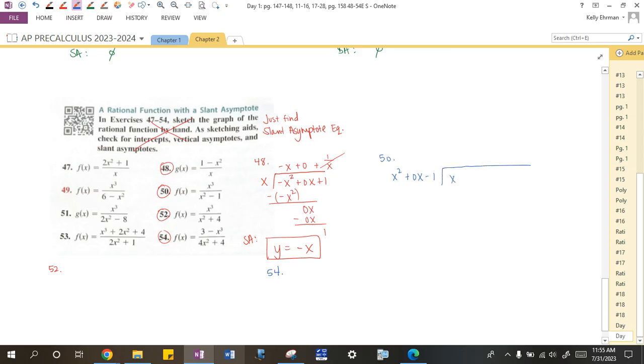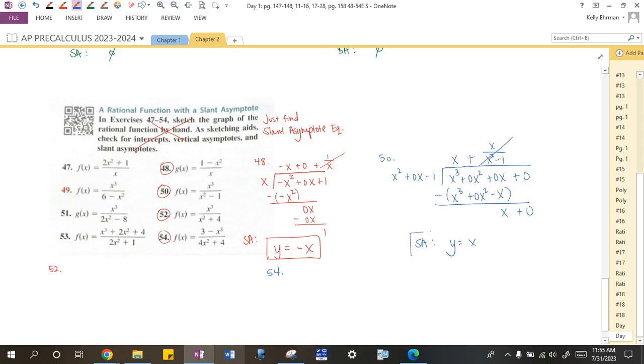For 50, x squared, put in a placeholder, plus 0x minus 1. We're dividing that into x cubed, but again, you want these placeholders just to make sure everything lines up. So I multiply x squared by x to get x to the third, and then I distribute that through. Subtract everything. So 0, 0, positive 1x. But that's a degree lower than what I'm dividing by, so that would be a remainder.